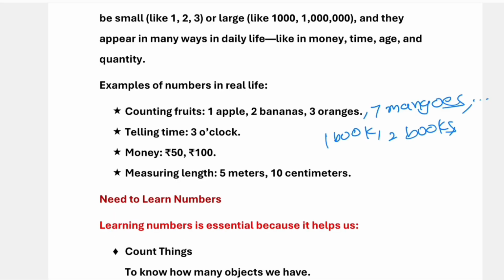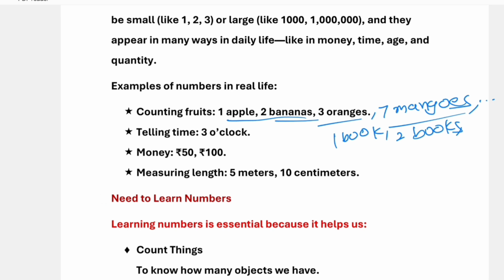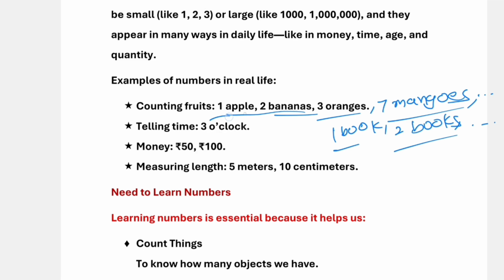The first one is counting. Counting fruits like 1 apple, 2 bananas, 3 oranges, 7 mangoes, so on. And counting books, 1 book, 2 books, 3 books and so on. And 1 shirt, 1 eraser, 2 erasers and so on. These are all described with some number like 1, 2, 3 oranges, so on.